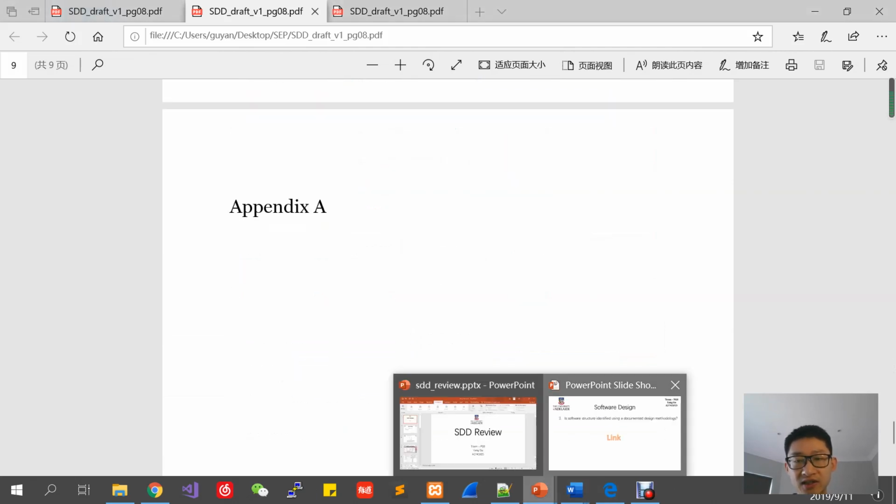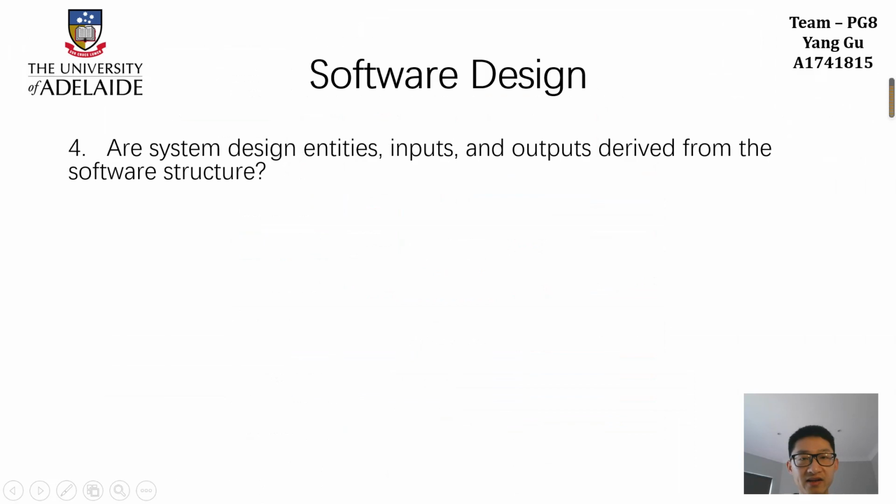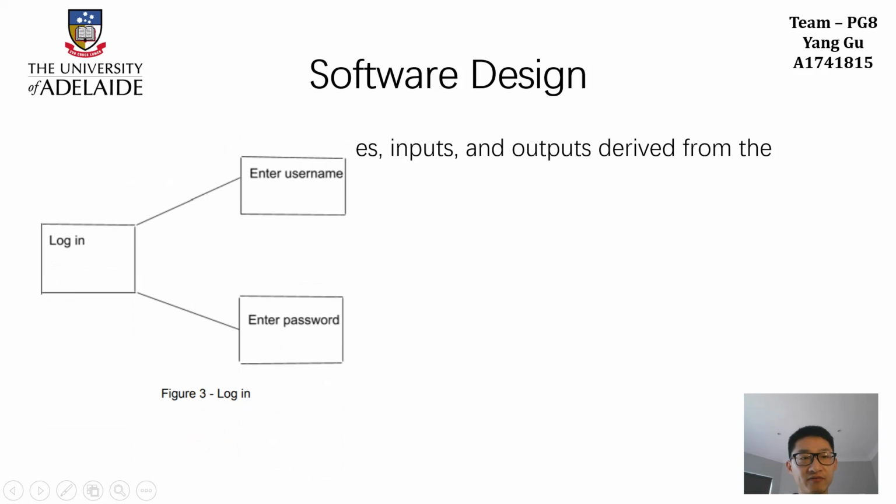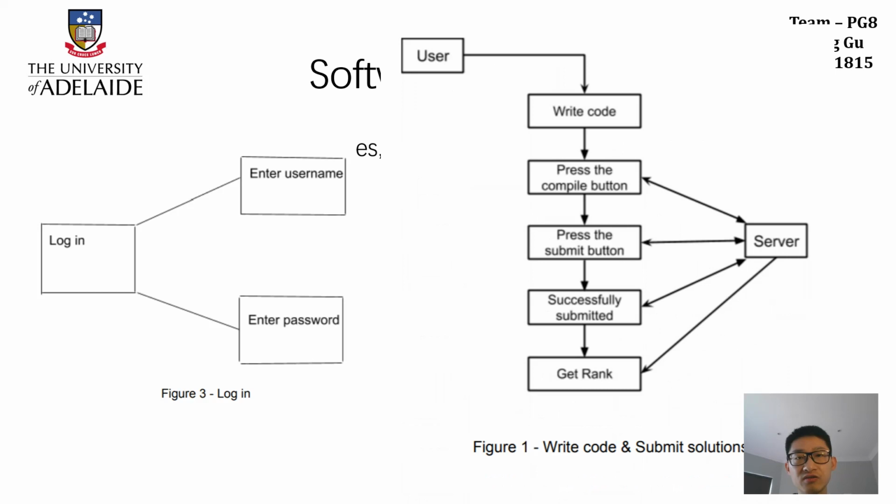The next question is: are system design entities, inputs and outputs derived from the software structure? So in our system, the first input is the login. It's used for the username and the password. After the user logs in successfully, it communicates with the server through user requests, such as writing code, pressing the compile button, and pressing the submit button. After the server acquires the request from the user, the server will send feedback to the user, such as the notification of successful submission and the rank information.